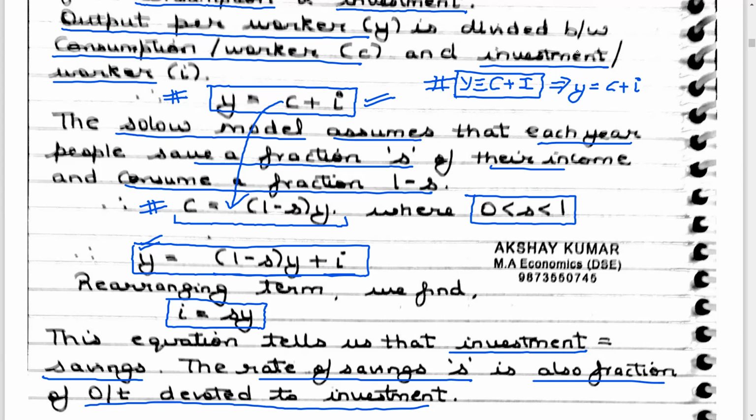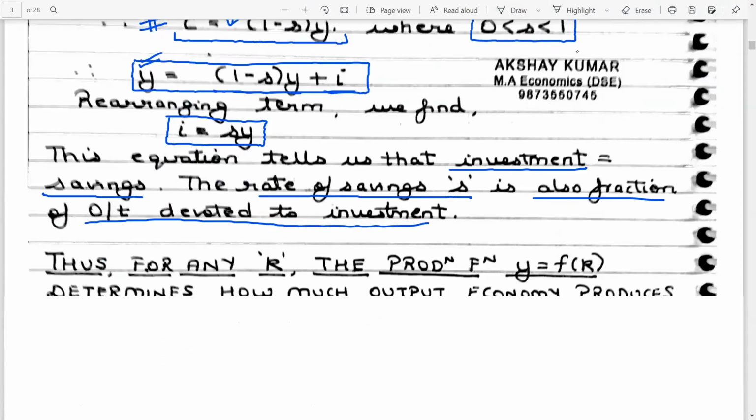So i stands for investment per worker. Small s denotes the savings rate. When you multiply it by y, s into y is nothing but the savings. So investment is equal to savings in the solow economy. Okay, so moving forward.